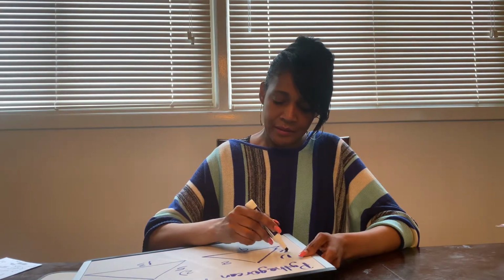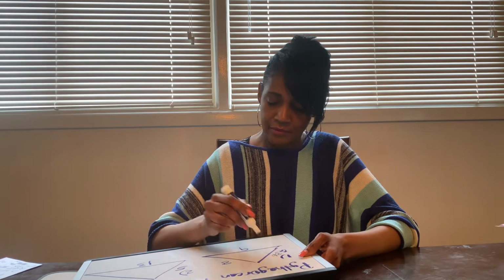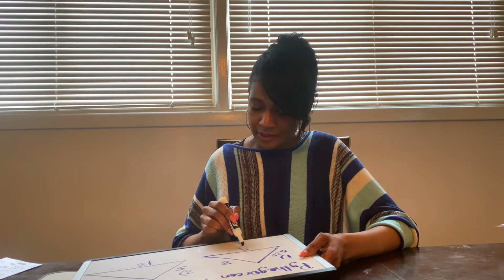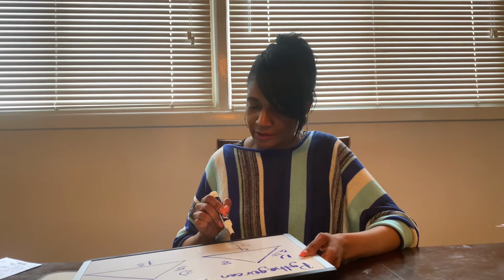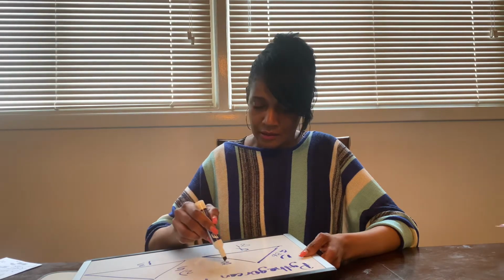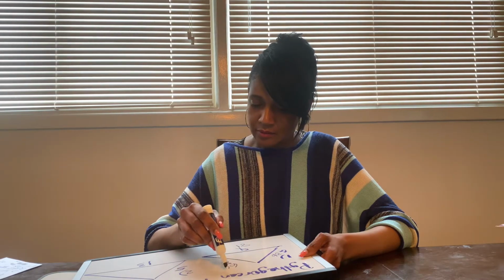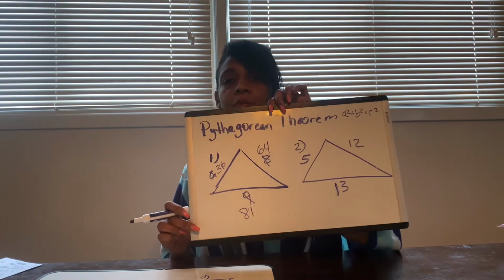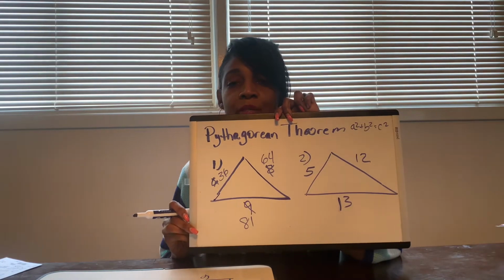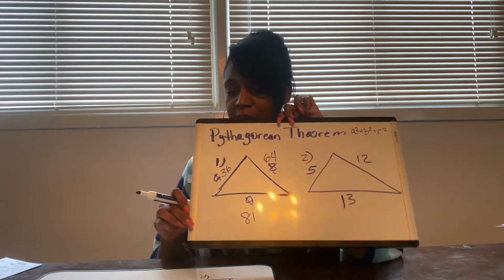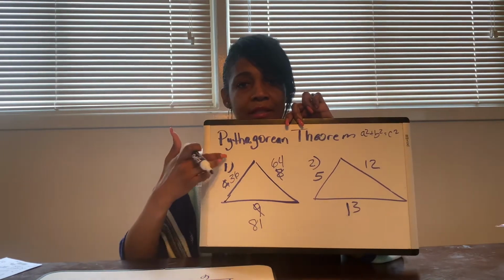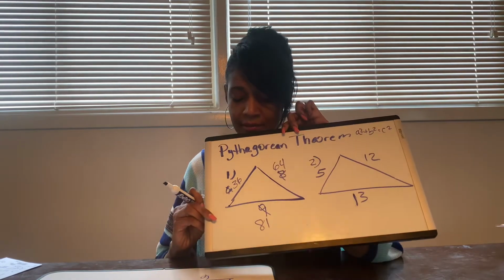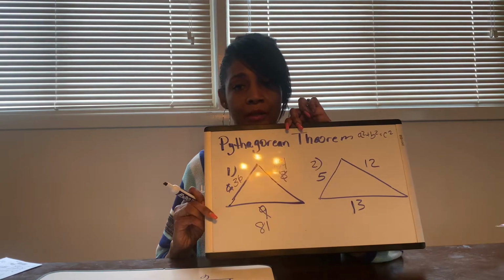6 times 6 is 36. 9 times 9 is 81. Okay. So you multiply the numbers times themselves. So 6 times 6 gave me 36. 8 times 8 gave me 64. And 9 times 9 gave me 81.